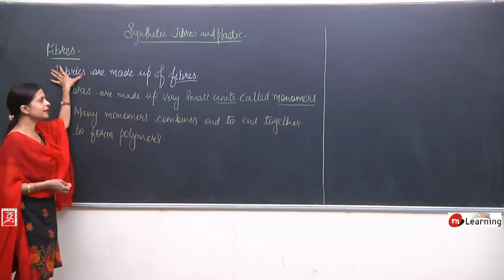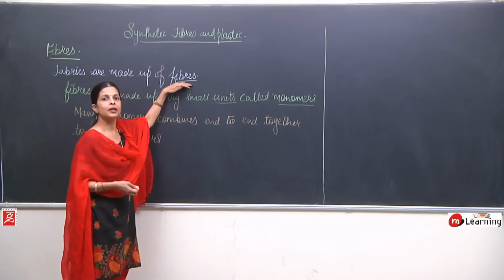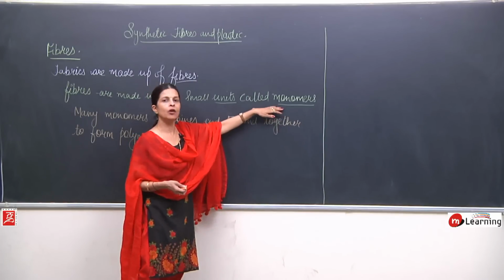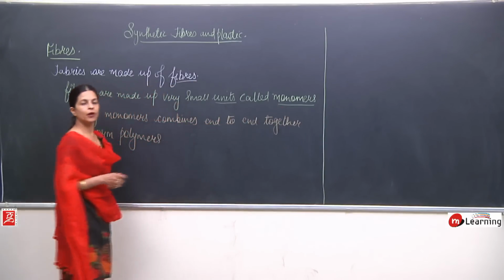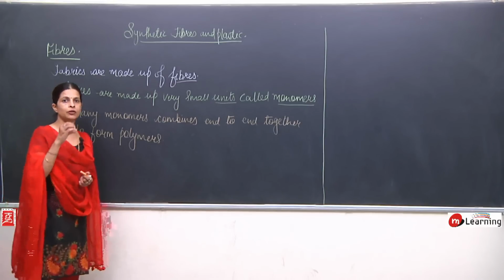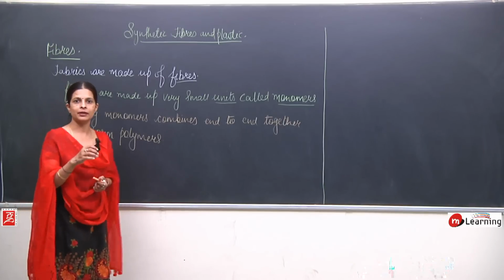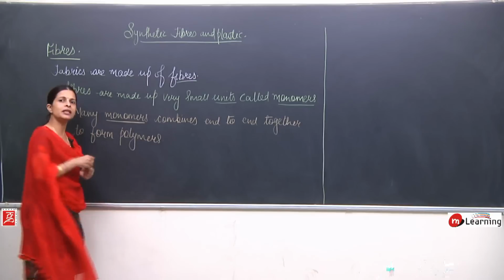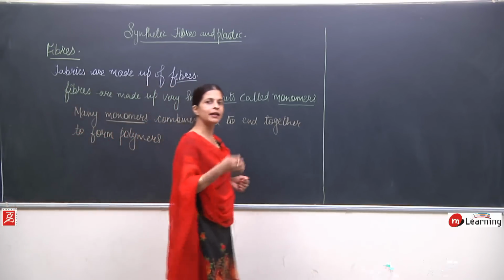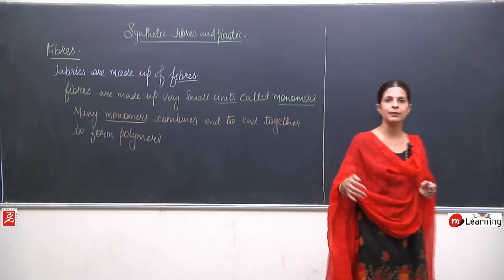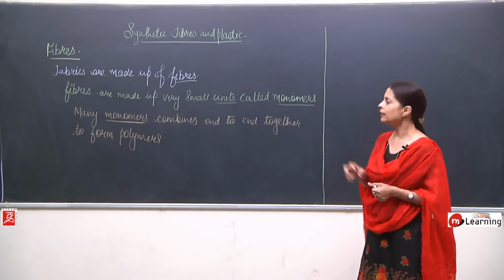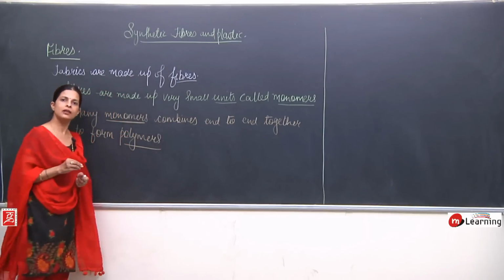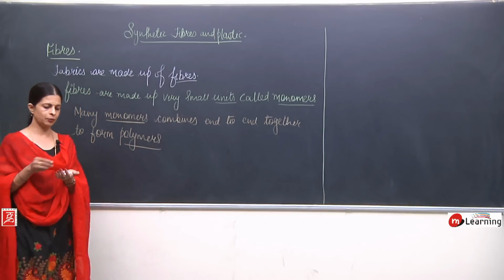I said fabrics are made up of fibers. Fibers are made up of monomers. And what are monomers? A monomer is a small unit of the fabric or fiber. Now, when many monomers combine end to end in a chain, when a long chain is formed, this long chain is known as a polymer.